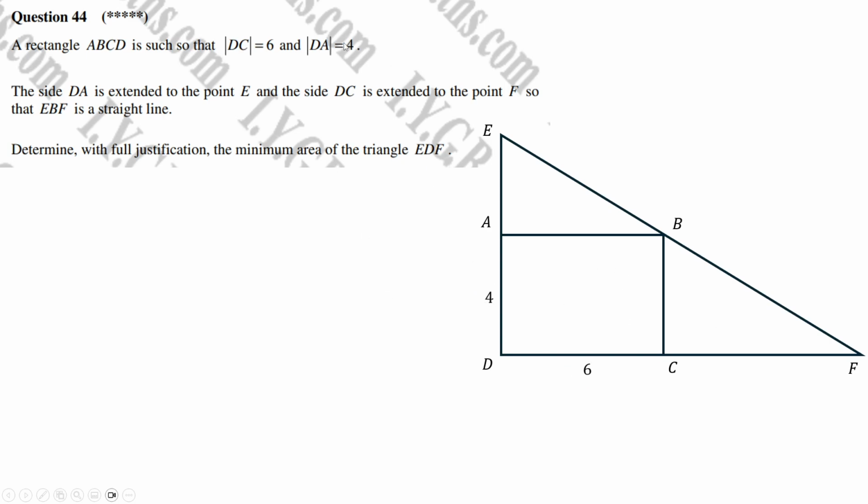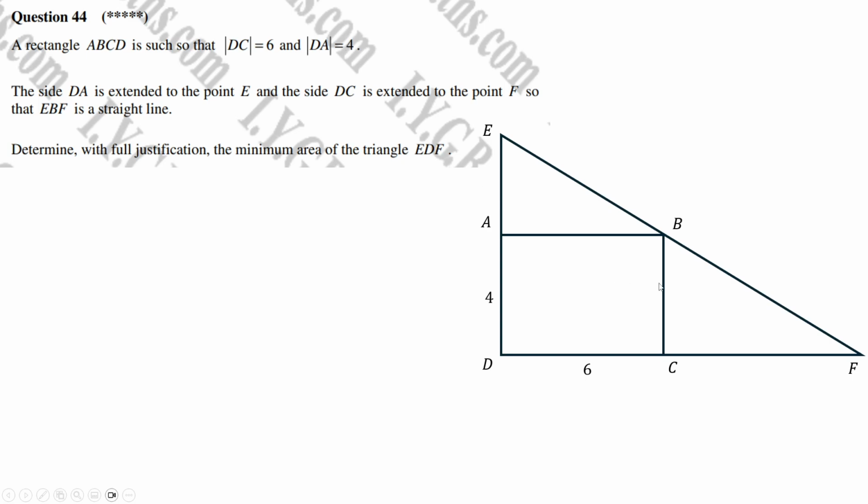You extend DC and you extend AD, and then you connect this point here with that and that, so it's a straight line. So you basically just get a triangle. This is the point E here, and I think this is the point F. Yep. So DC equals 6, this equals 4.